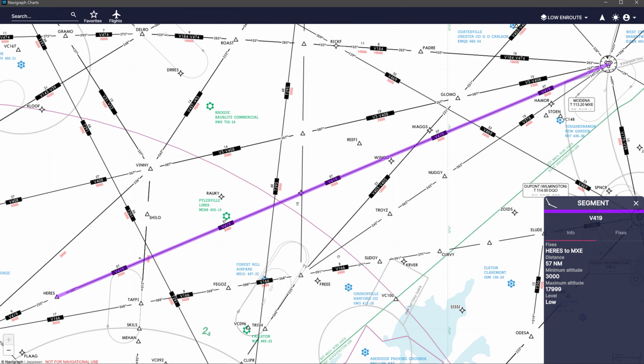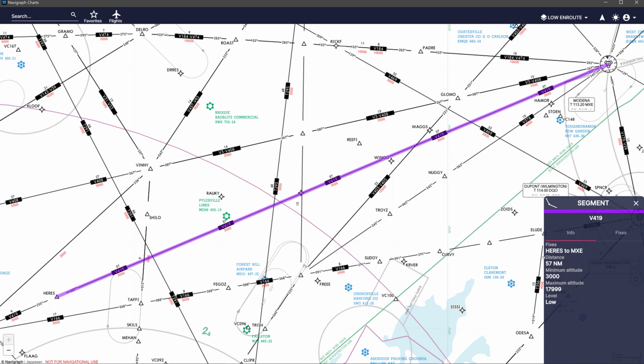If we click on a Victor Airway, we can see some information about this airway displayed at bottom right. The distance between two intersections is also displayed, if you notice, right above the Victor Airway, 57 and 57 nautical miles. So it's displayed on the map so that you don't need to click it. We also see a minimum altitude of 3,000 feet. This is also displayed right on the map for us here at 3,000 feet. And we will discuss this in a little bit.